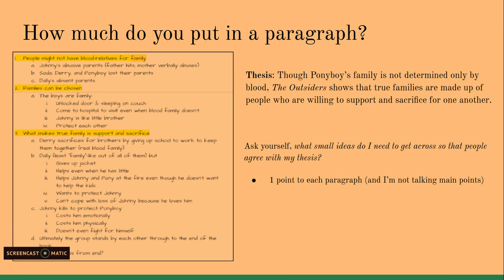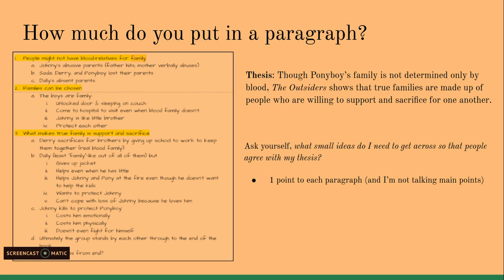And I'm not talking main points here, okay? So if you look at one, you can see that there are three smaller points. I talk about Johnny's abusive parents, Darry's absent parents, and then Dally's absent parents, and then Soda, Darry, and Ponyboy who lost their parents. Each one of those would probably be its own paragraph. The first one is going to establish that blood relatives might not be family because they're abusive, and I'm going to show how Johnny's family is not really family.